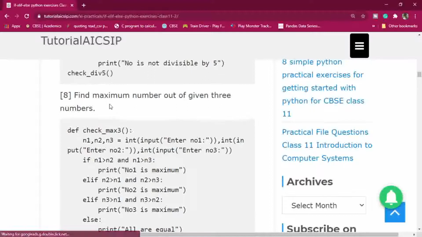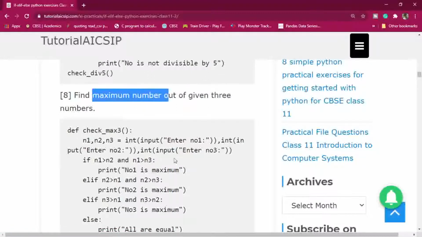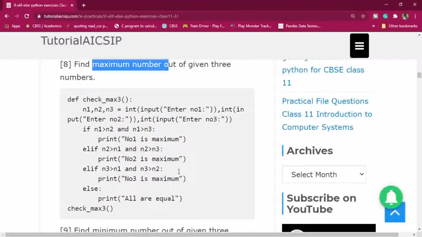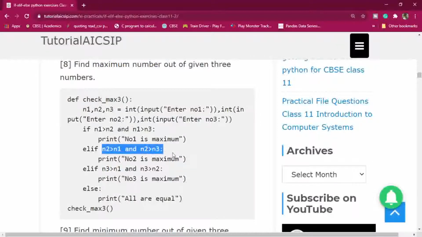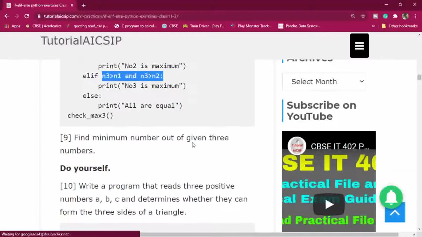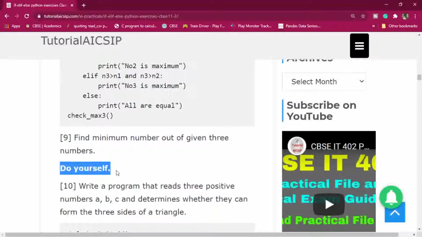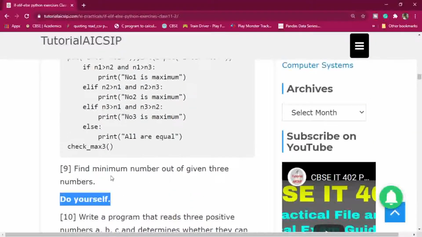Now, find the maximum of the given 3 numbers. Given 3 numbers, the first number can be max than number 2 and number 3. Similarly, the second number can be max than number 1 and number 3. Similarly, number 3 can be max than number 1 and number 2. That logic I have used over here. It is very simple. Second, find the minimum number, that you have to do yourself. That also you can post in the comment section, how it can be written to find the minimum number.